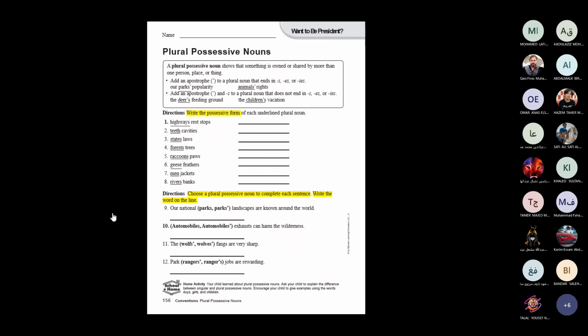And number seven is wrong. Sheep, you have to add apostrophe and S. Number nine is wrong. Feet, you have to add apostrophe and S. Okay? Others are correct. Qais Firas. Okay, excellent, Qais.